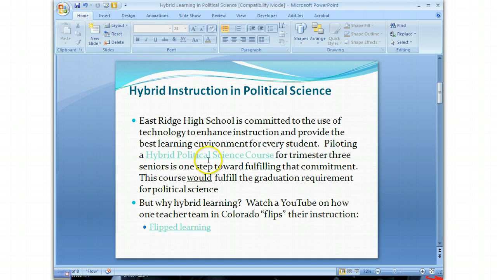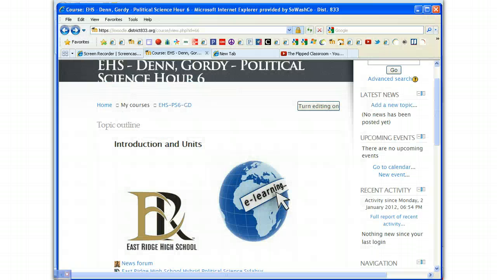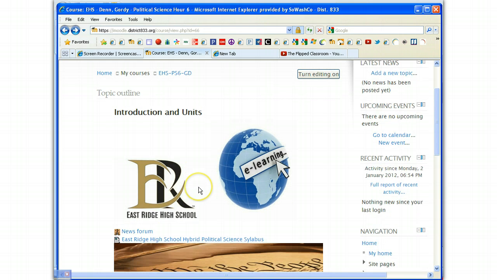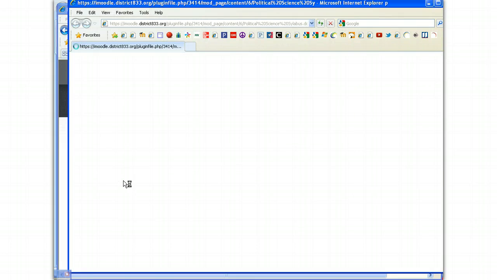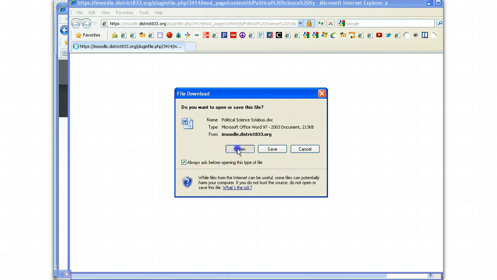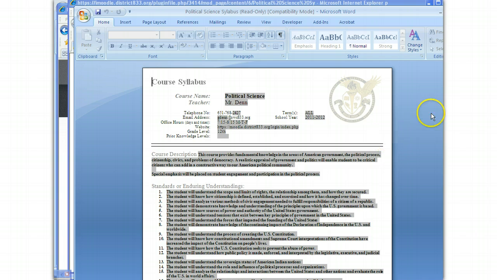This course can be accessed through the political science website in the District 833 Moodle course, and all of the learning modules can also be located there, along with the class syllabus, which is also accessible and is the same syllabus that is available to students in the regular political science course.